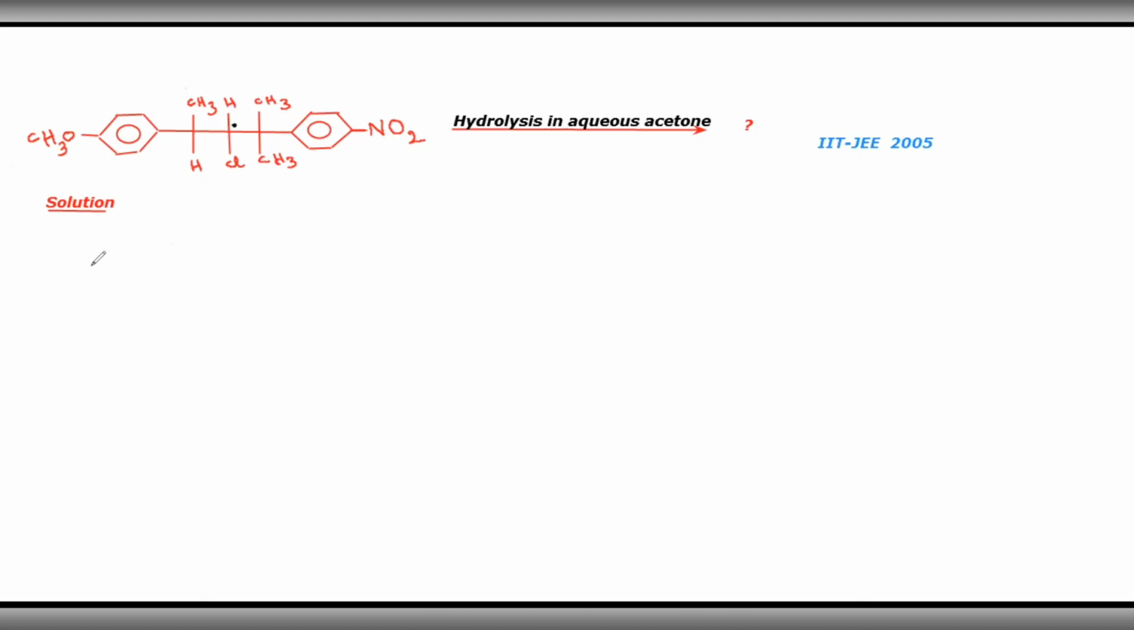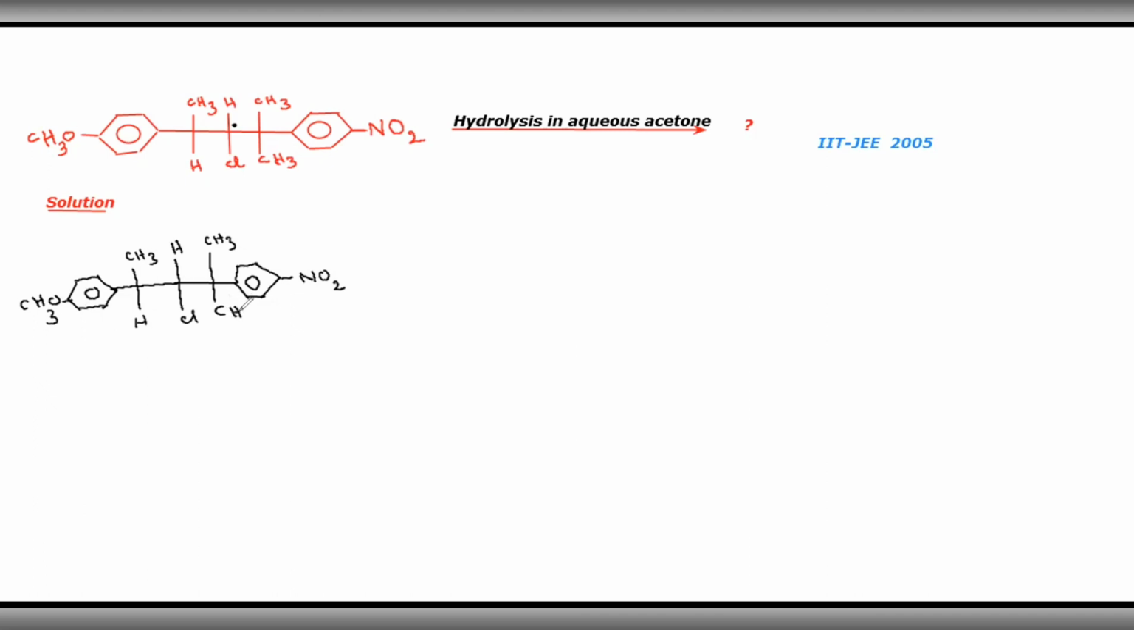Now take the given compound. One side the group is NO2, other side the methoxy group is present, and on the carbons we are writing the groups as they are in the given question. This is the given compound in the question.